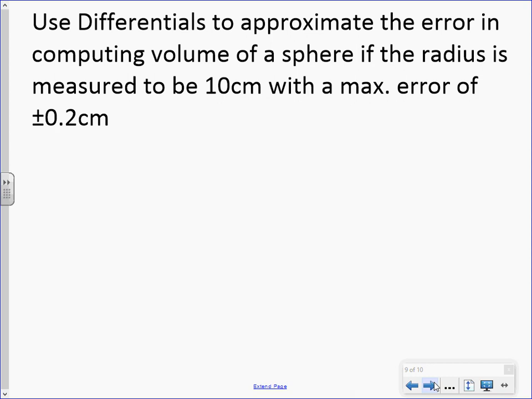Let's talk about what they gave us. Volume of a sphere. How do you calculate it? Four thirds pi r cubed. Unrelated, do you notice how the derivative of this would be the surface area of the sphere? I feel like that's a really cool connection. Anyway, back to our topic.